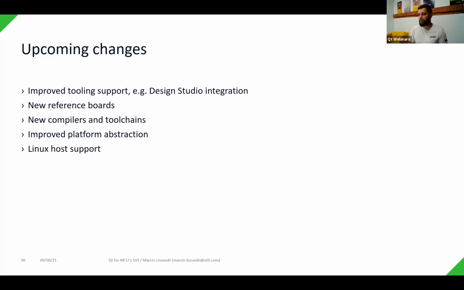We are still adding new reference boards, so you will have the bigger amount of the out-of-the-box supported devices from which you can choose and from which you can analyze which one is better for your needs. We are still adding new compilers and tool chains. So as I said, currently we have ARMGCC, we have the, I will never pronounce it properly, IAR compiler, and there is also Green Hills compiler support, and there are a few more that are going to be added in the future.